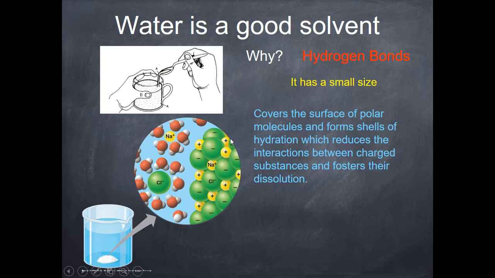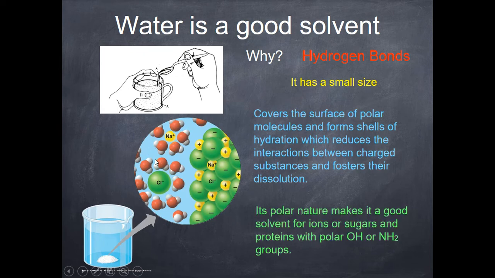It means that when this salt is put into water, the water is surrounding the chlorine and surrounding the sodium. You notice the oxygens are what's closer. The red is closer to the sodium and the white is closer to the chlorine, and that's because of that charge that we were talking about.